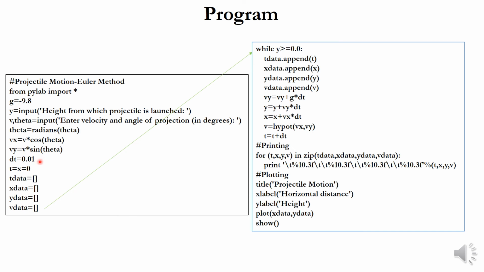Then the dt is set as 0.01, and the time and x are initialized as 0. Empty lists are created for storing the data. Then a while loop is started, and this while loop proceeds until the projectile touches the ground, that is up to y greater than or equal to 0. The values are appended to their lists: t data, x data, y data, and v data.